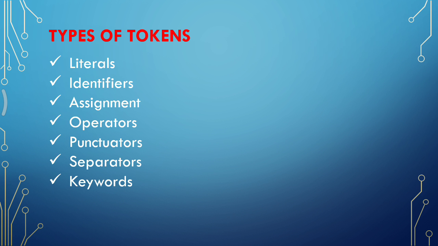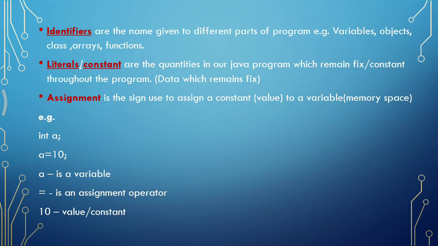When we talk about types of tokens, tokens are of various types: literals, identifiers, assignment, operators, punctuators and separators, and keywords. Identifiers, as the name suggests, help to identify something. Identifiers are the names given to different parts of a program, such as variables, objects, classes, arrays, and functions. They are used to give different names to different memory locations.